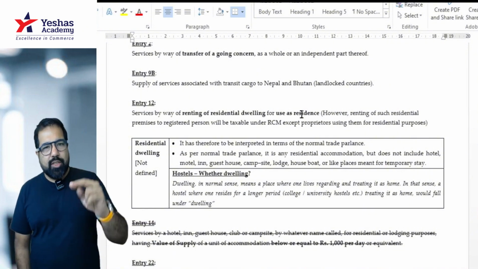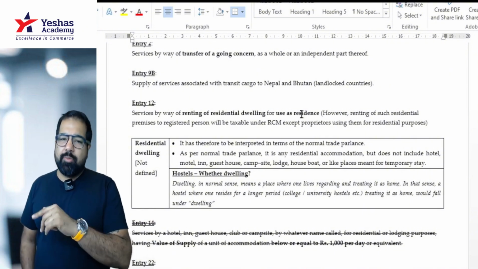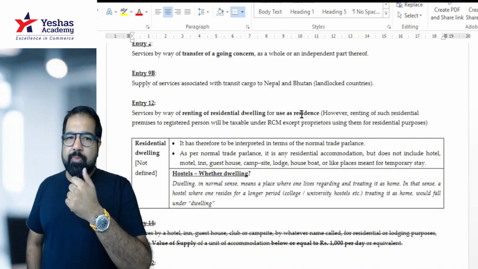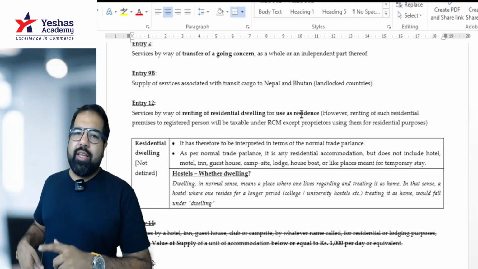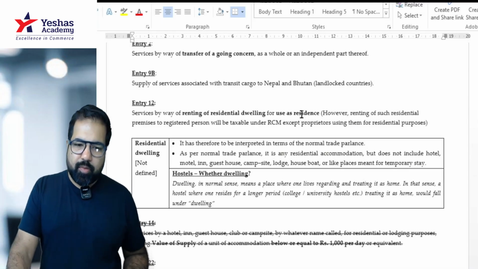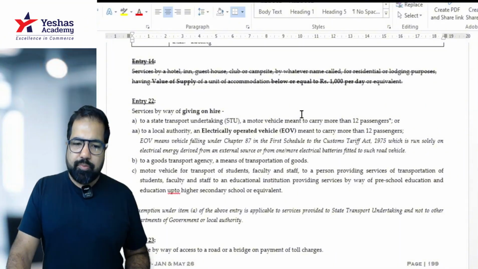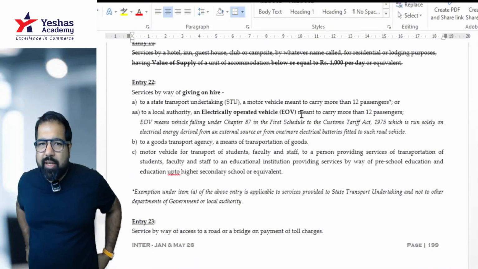If I'm giving to a registered proprietor who's using it for residential purpose, we'll make a shortcut called RPR. Registered proprietor using for residential purpose, again there is no GST. On everything else, there will be GST under RCM. Hotels now are taxable. Guys, passengers, these vehicles to be given on rent.